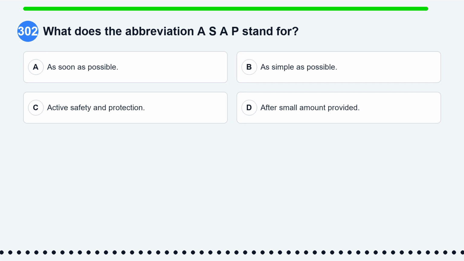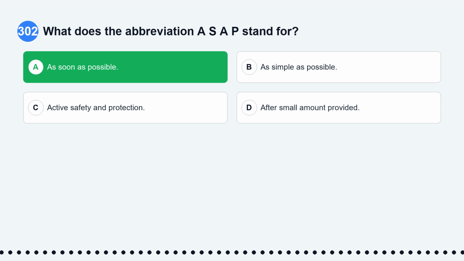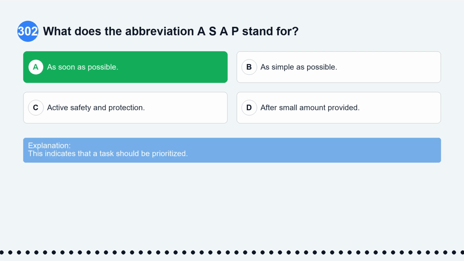Question 302. What does the abbreviation ASAP stand for? Option A, as soon as possible. Option B, as simple as possible. Option C, active safety and protection. Option D, after small amount provided. The correct answer is option A, as soon as possible. This indicates that a task should be prioritized.